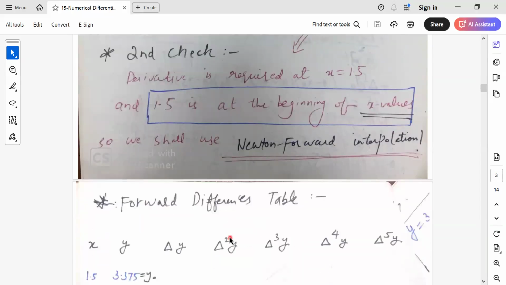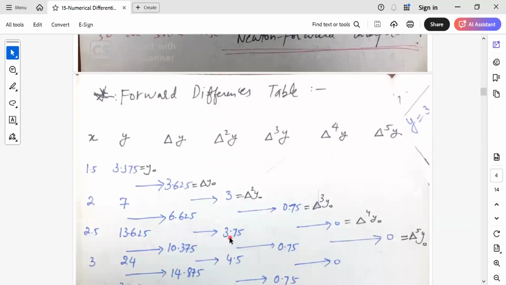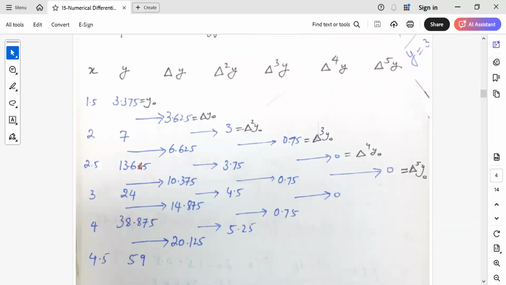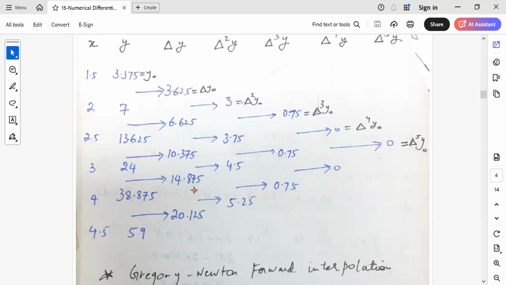Moving forward, here is the table that we usually make in class. If we subtract 3.35 from 7, from bottom to top, we get 3.625. Then again, 13.625 minus 7 would be 6.625. And so on. 24 minus 13 point something will give you 10.375. If I subtract all these, the upper diagonal is going to give us y0, delta y0, delta squared y0, delta cubed, delta to the power 4, and delta 5.